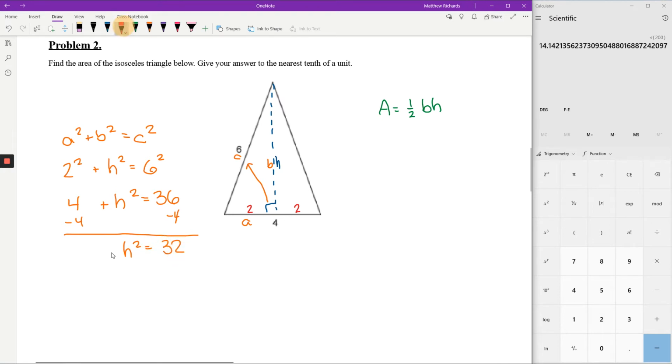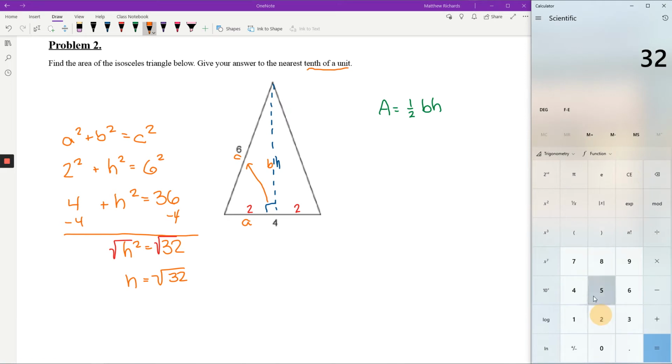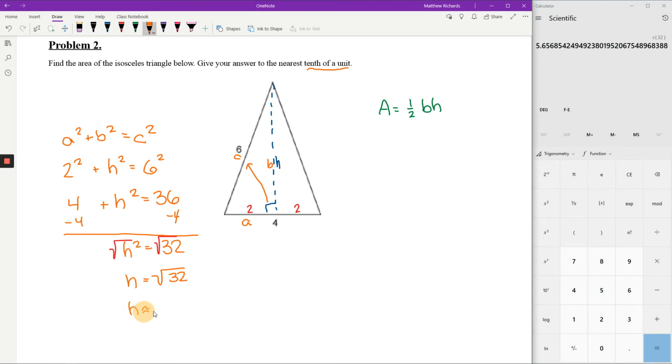And now, if I take the square root on both sides, I'm going to get H equals the square root of 32. But of course, I'm going to be going to the nearest tenth of a unit here. And so I need to, in my calculator over here, take 32 and look at the square root. That's 5.656. And so I'm actually going to approximate this to the nearest hundredth for now. So H is about equal to 5.6. And we'll round that 5 up to a 6.